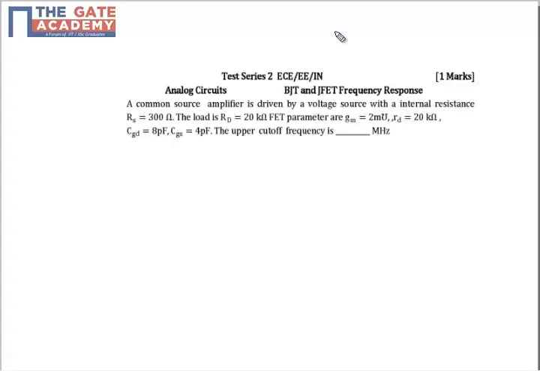Hello friend, this question is from Test 3, Part Test number 2. The subject is analog electronics, the topic is BJT frequency response, a 1 mark question.